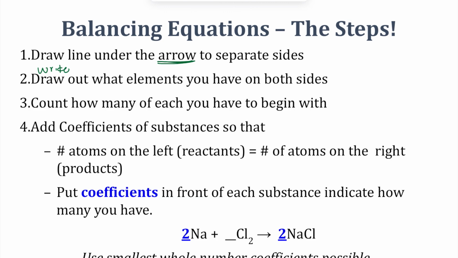And then we add coefficients of substances so that the number of atoms on the left, the reactants, is going to equal the number on the right. And we put coefficients in front of each substance to indicate how many you have. You want the smallest whole number coefficients possible. They have to be whole numbers.